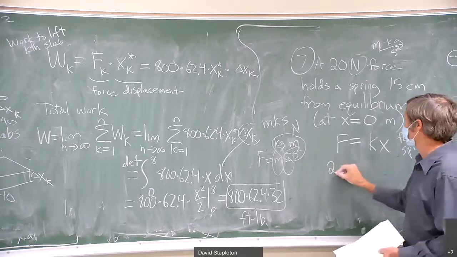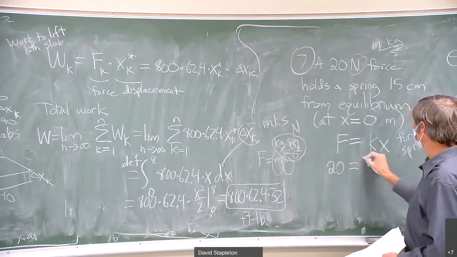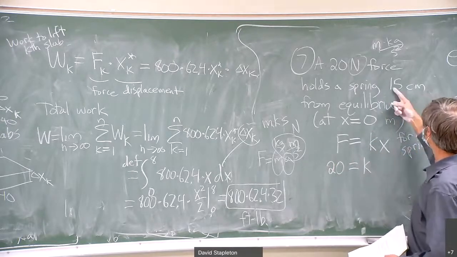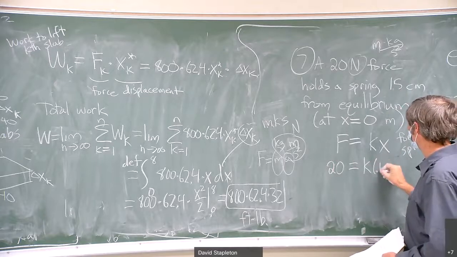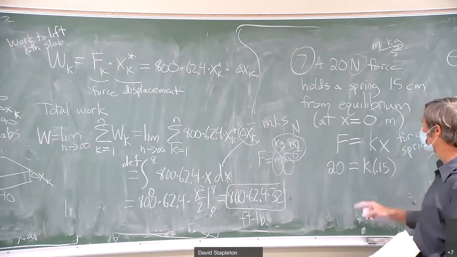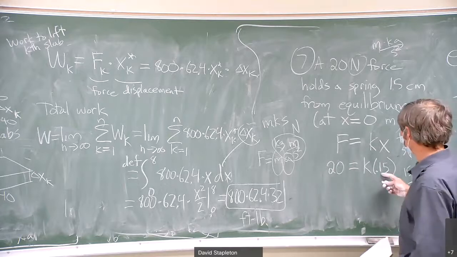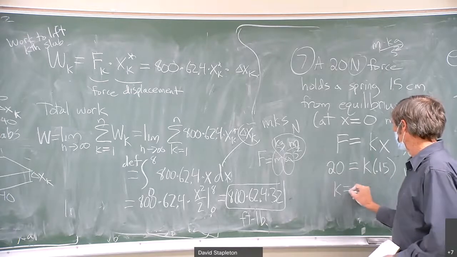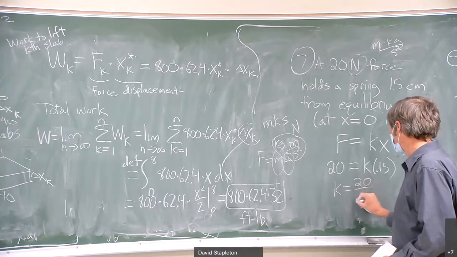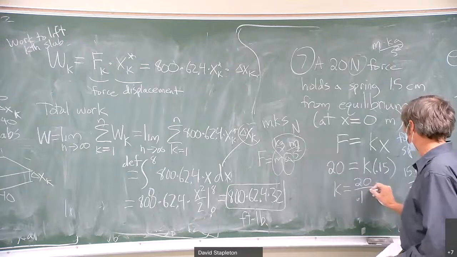That means 20 for the force is equal to K times the distance I pulled. If it's 15 centimeters, that's 0.15 meters. So I use the same units, meters, so 15 centimeters equals 0.15 meters. It's a trick problem. All right, so now you can divide through: K equals 20 over 0.15. Now we're in the MKS system, meters, kilograms, seconds.